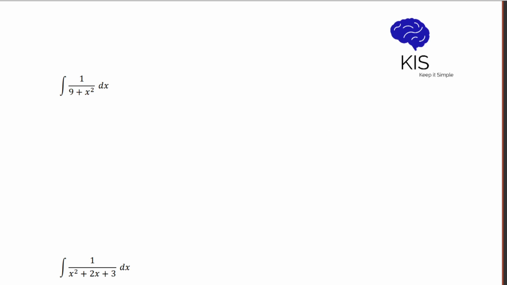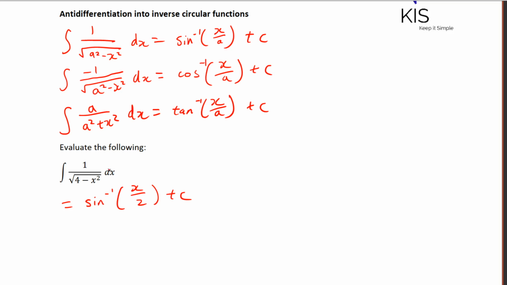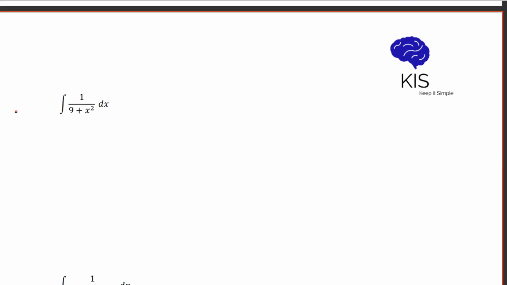But tan differs to sine and cos, because while sine and cos have their numerator as 1, tan has its numerator as a. So I need to have it in this form. I can't have it as 1 on a squared plus x squared, because that's not the correct form for inverse tan. So if I'm doing this question, I have to put it as a on a squared plus x squared. So a squared in this case is 9. So I want this to have a 3 on the top to be able to convert it into inverse tan.